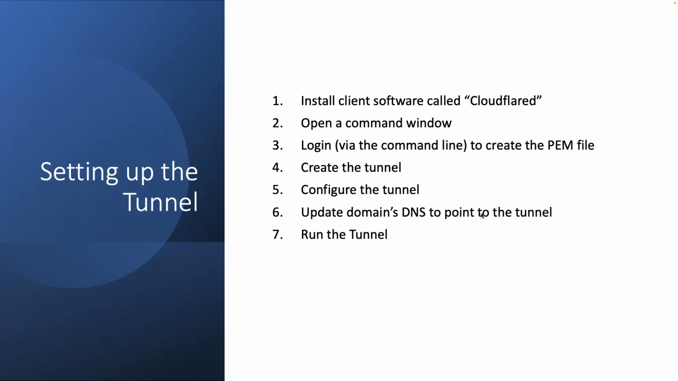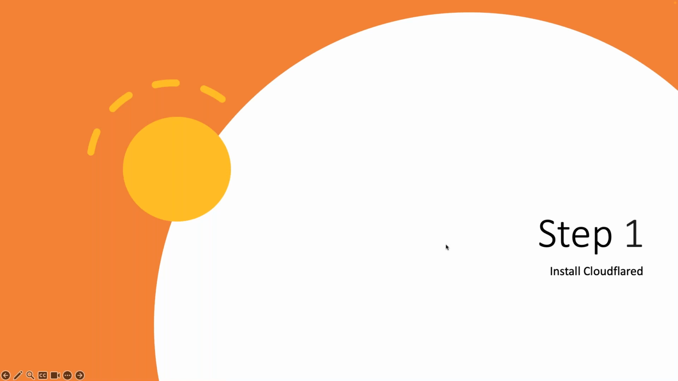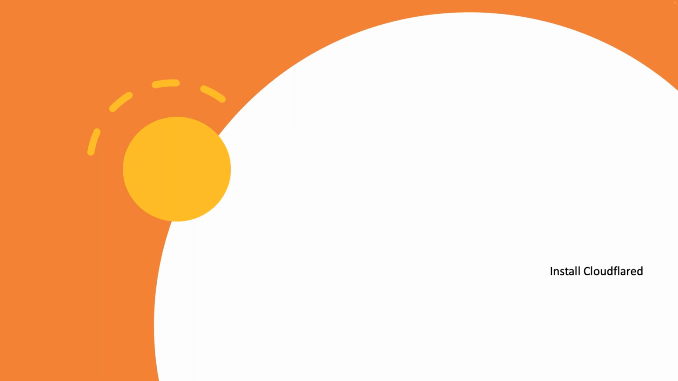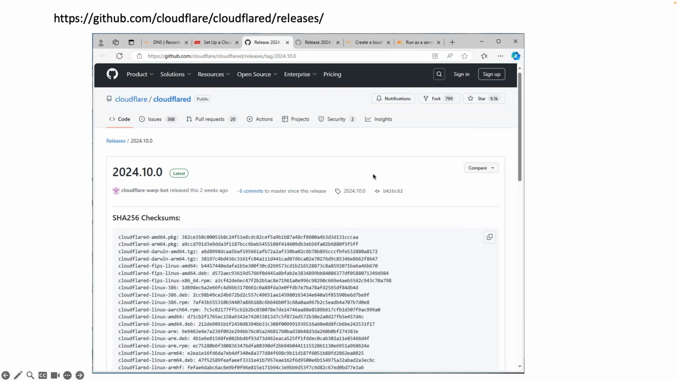This is, again, just a single command line thing that we can do. And then running the tunnel is another command line thing. And then it is working. So let's just take a look at these process steps in detail. Let's start first by installing the Cloudflared. So I'm getting ahead of myself here.